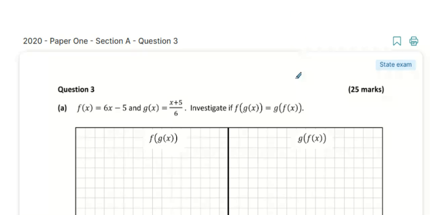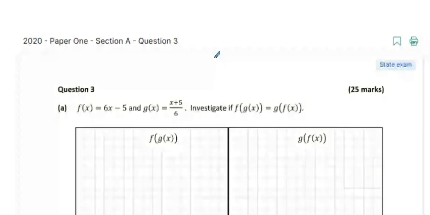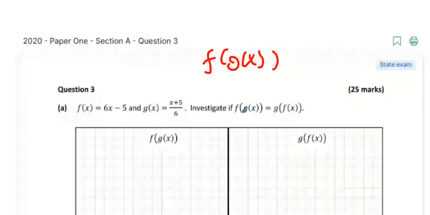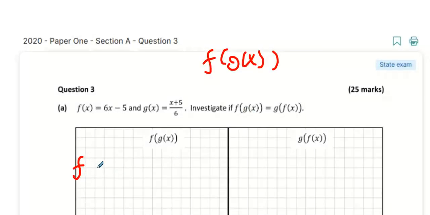To work out two things. We're asked to work out f after g of x. So this basically means, see the way the f is the furthest letter away from the x? This means we're doing the f function. See the way f of blank is 6 times blank take away 5? What do I insert in the blank?